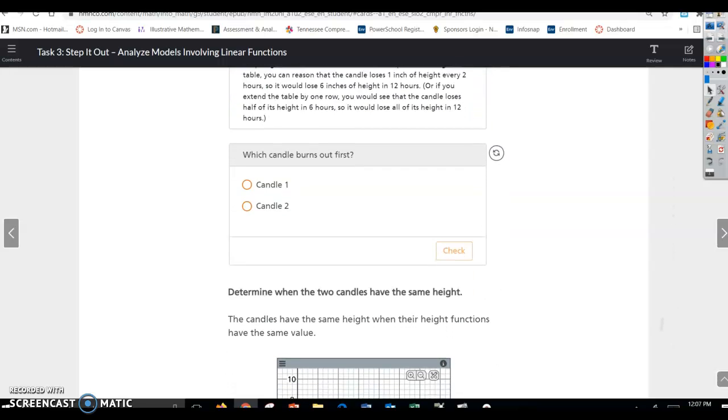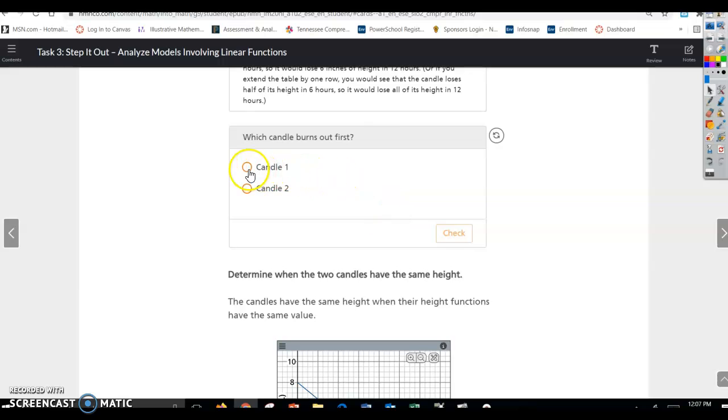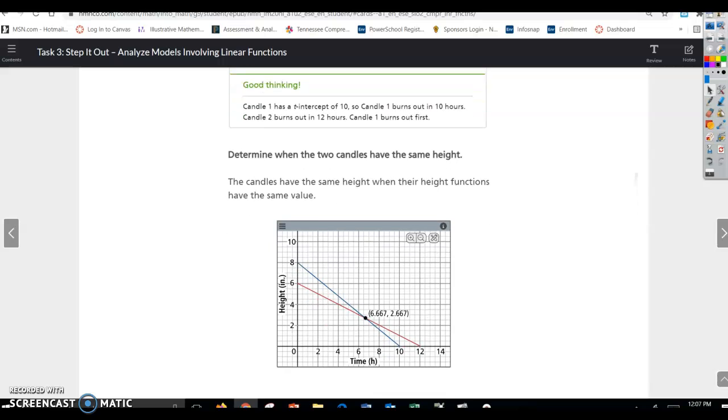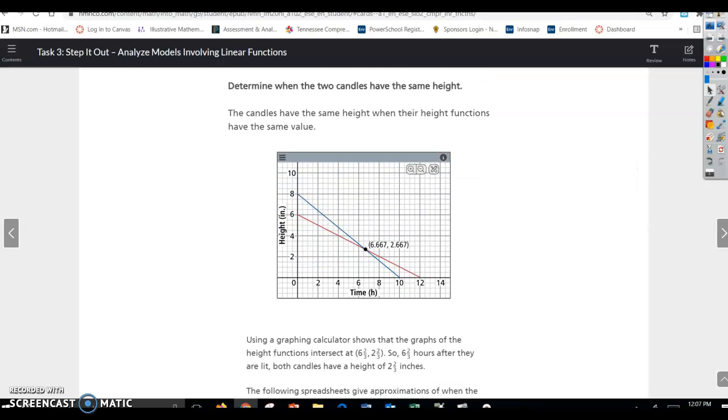Which candle burns out first? Candle 1 was 10 hours, candle 2 was 12 hours, so candle 1 burns out first. And then it says determine when the two candles have the same height. The candles have the same height when their height functions have the same value.